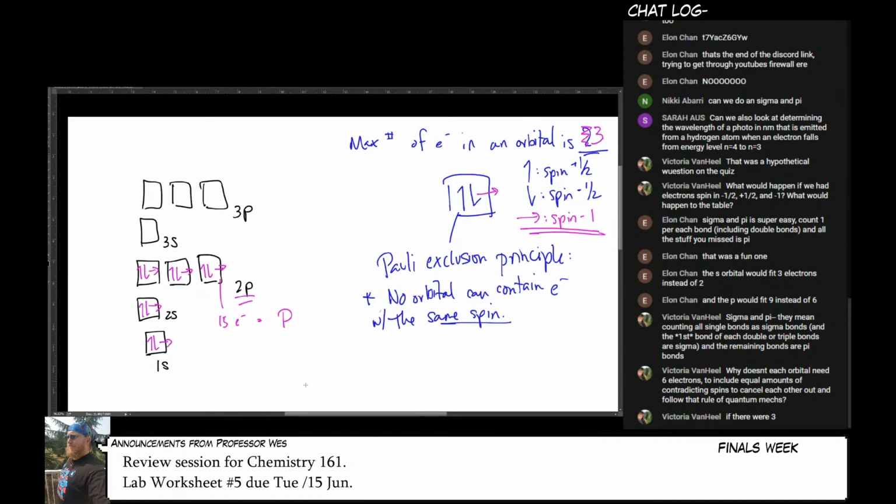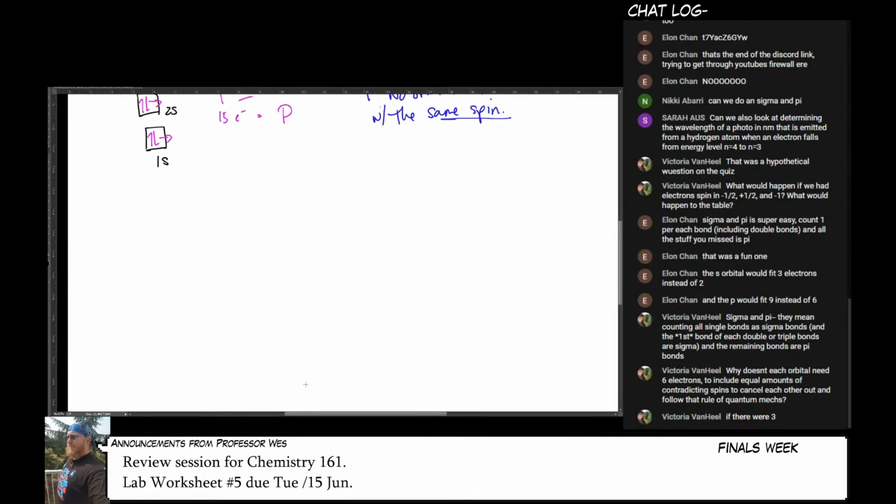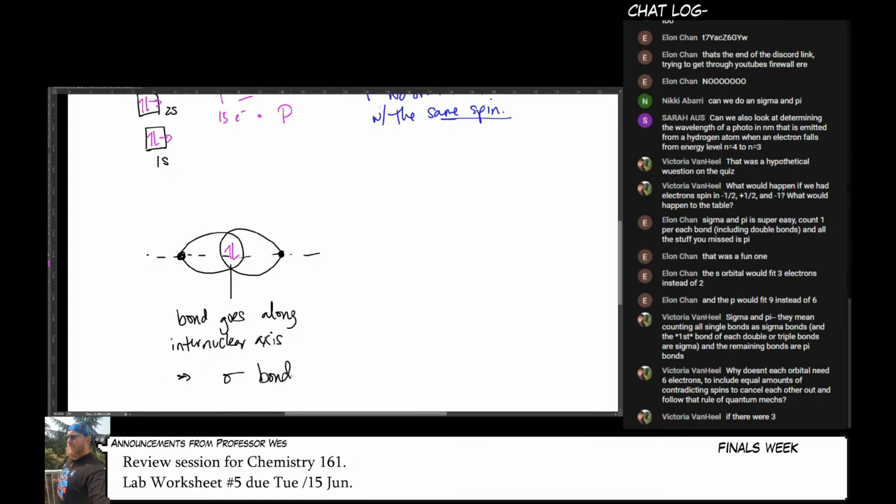We definitely talk about sigma and pi. So remember that a sigma bond is, if I have two atoms like this, and their orbitals overlap like so, along the internuclear axis. So here's where my bonding electrons would be. This would be a sigma bond.